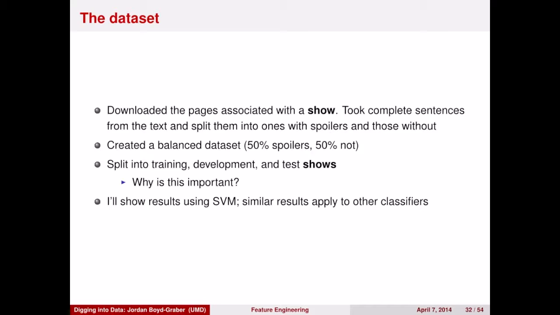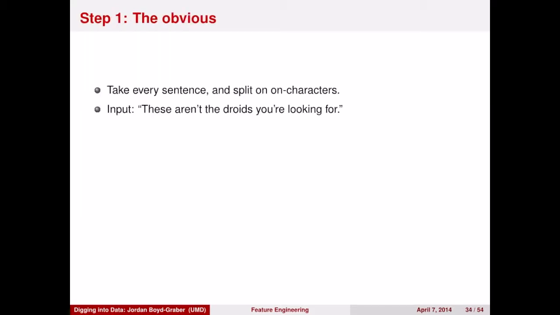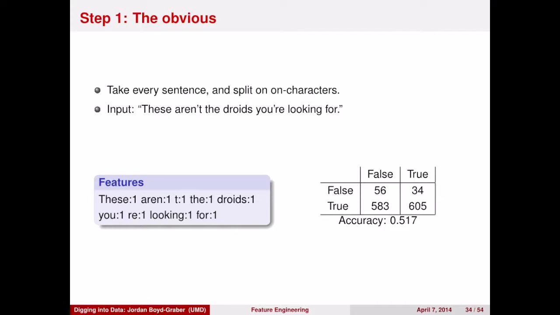So let's talk about how various features do at predicting whether a particular sentence is a spoiler or not. The first feature that we can do is we can create a feature for every word in the sentence. So if we have a sentence that has the text, "These aren't the droids you're looking for," we can make a feature out of every word in the sentence. And so this gives us an accuracy that's only slightly better than chance. So remember, the chance baseline of guessing is 0.5. So we're only doing slightly better than that. This is called unigram features.